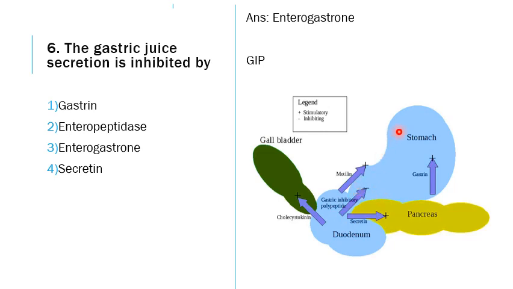And if we see, the stomach itself has a hormone called gastrin that will actually stimulate the secretion of gastric juice in the stomach.